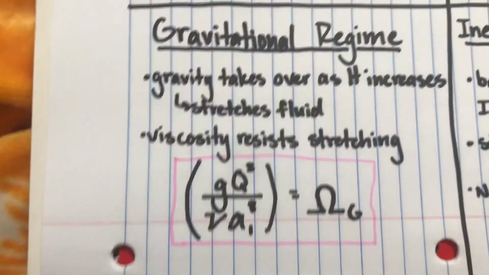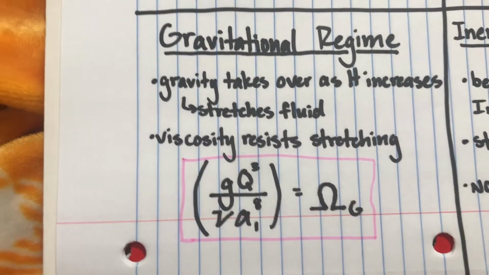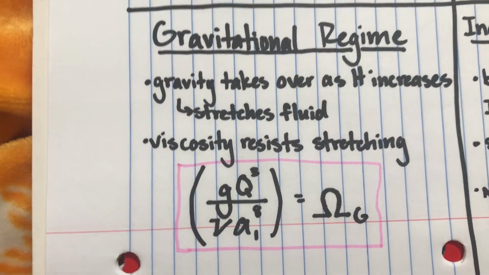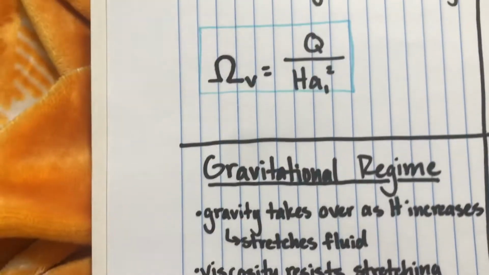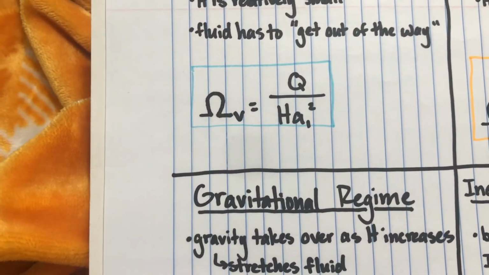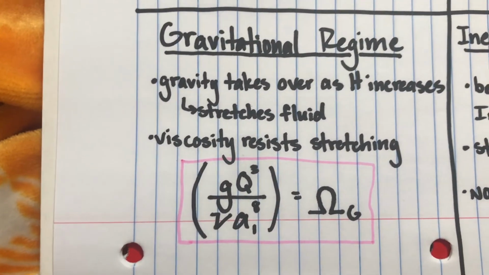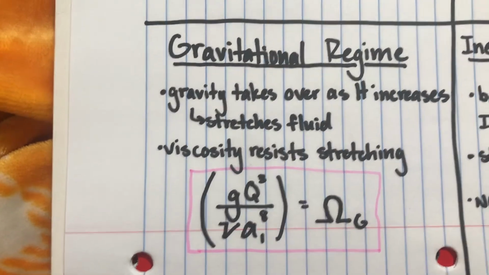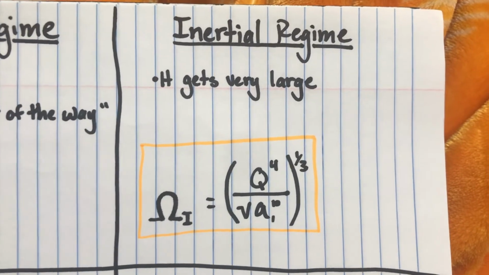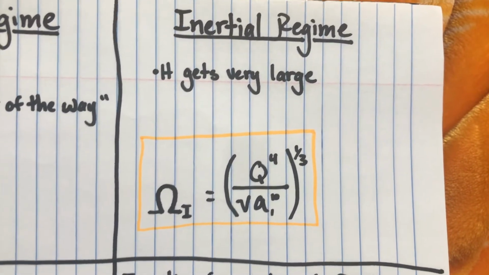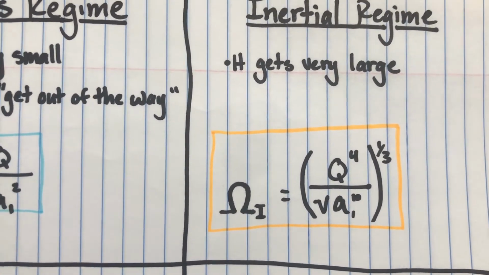The next one is called the gravitational regime, and this is where it's a little bit higher than the viscous regime, and it's where gravity takes over as the height increases, which stretches the fluid. And now, as you noticed in the first equation, there was no viscosity. And as we come into the gravitational regime, viscosity is introduced because it resists the stretching. Now the third one is when h gets very large, and basically the radius of the rope is very, very small. And here's the equation shown to find the angular coiling frequency, which is very, very fast.